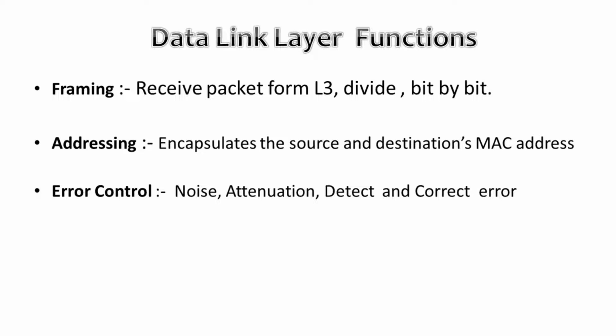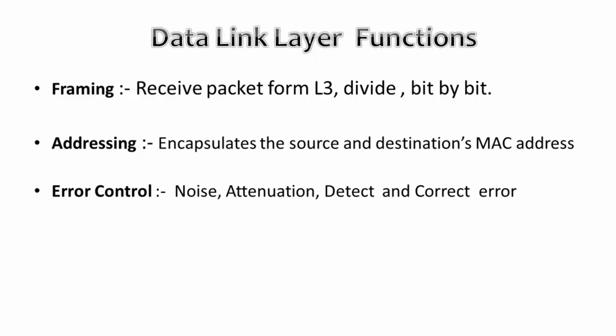Now we have error control. Data can get corrupted due to various reasons like noise, attenuation, etc. So it is the data link layer's responsibility to detect errors in the transmitted data and correct them.